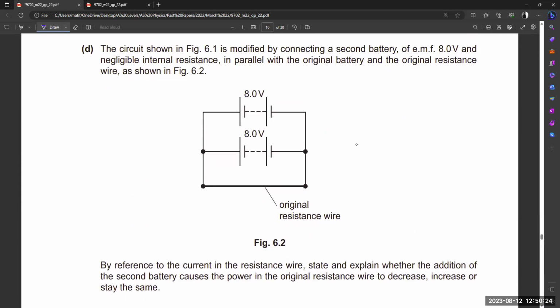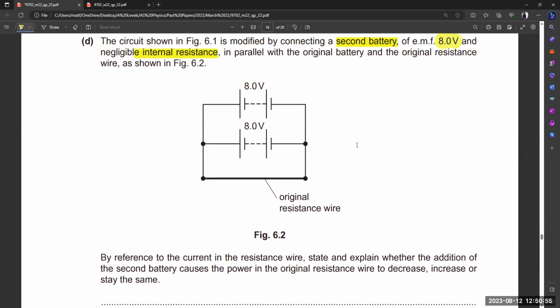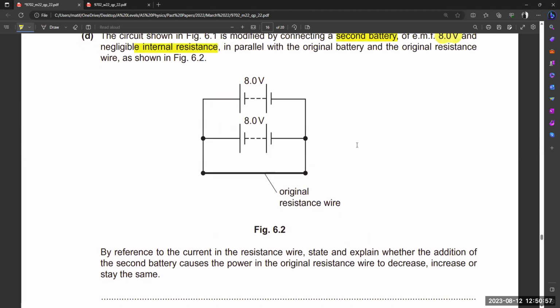Okay, part D. The circuit shown in figure 6.1 is modified again by connecting a second battery of EMF 8 volt, with negligible internal resistance. So it means we need to ignore the internal resistance, in parallel with the original battery and the original resistance wire. The wire and connection remain the same, only another source is connected with the previous one. So 8 plus 8 is over.